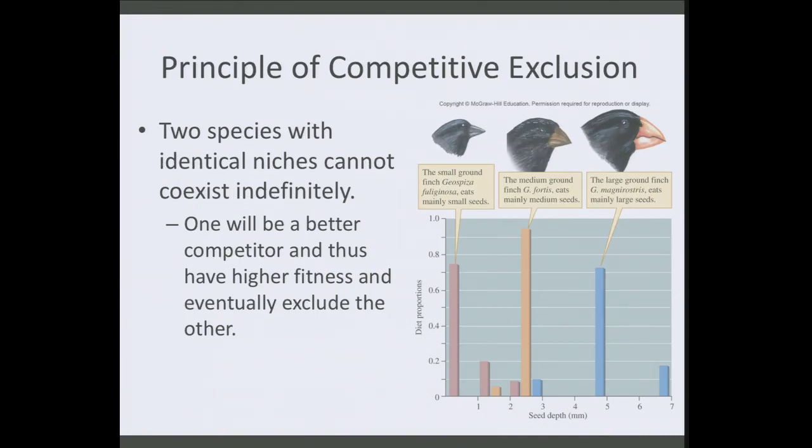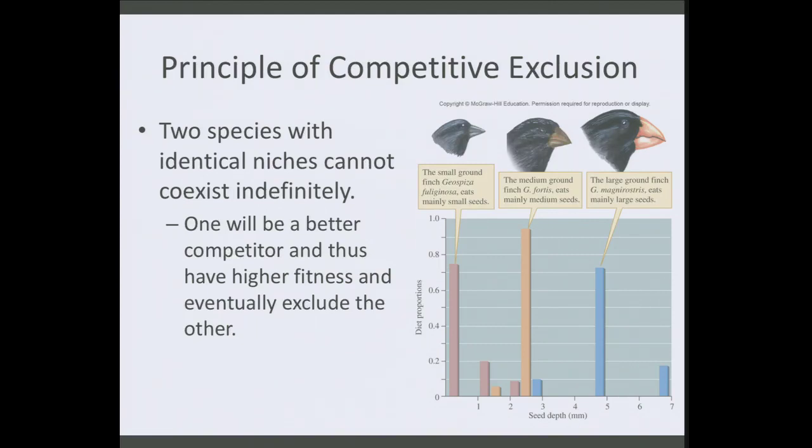So for instance, this one species of bird, Fugulinosa, eats really small seeds and has a small beak. Fortis has a medium beak and eats medium seeds. And Magnarosis has a large beak and eats large seeds. Now, they're each very specialized and have very high fitness for their particular seeds.